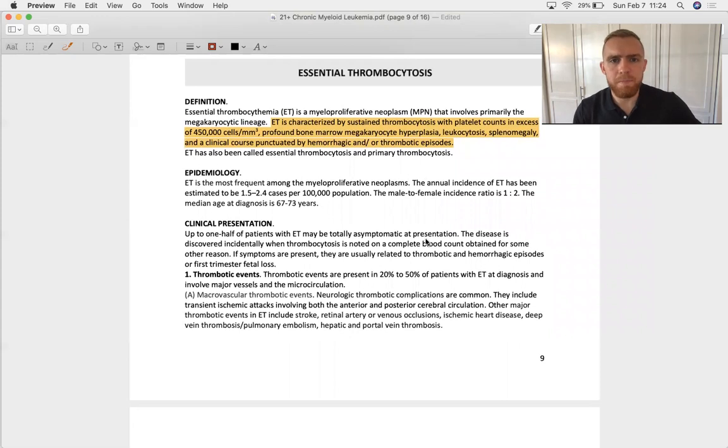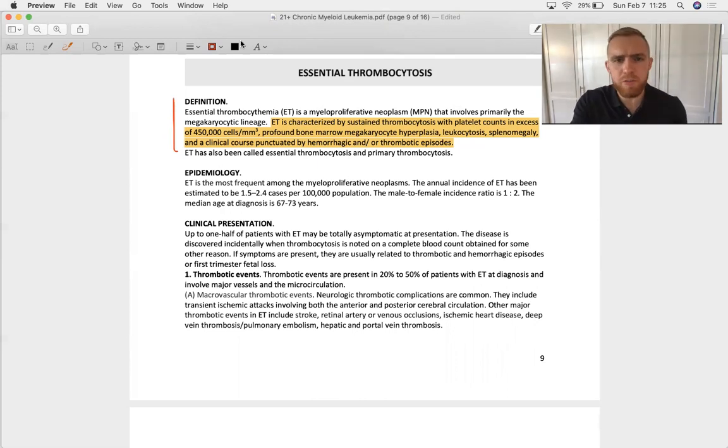So that's CML. Let's talk about essential thrombocytosis. I believe this paragraph, if you understand what's going on in this paragraph, you're going to get the whole disease. You barely have to practice it. Essential thrombocytosis is characterized by sustained thrombocytosis with platelet counts in excess of 450K, bone marrow megakaryocyte hyperplasia, leukocytosis, splenomegaly, and a clinical course punctuated by bleeding episodes or clotting episodes.